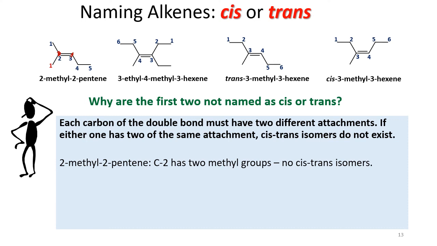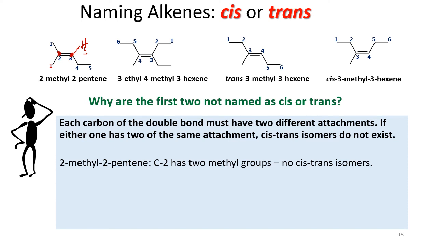Both of them have to have different things connected. Carbon 3 there does have two different things. And when I say different things, that means that what else besides the carbon of the double bond that it's connected to, the other two things have to be different. Here I have a hydrogen, and then down here I have an ethyl group. That satisfies it, but on the left, I've got two methyl groups, so I can't have cis-trans isomers. There's only one molecule with that connectivity, and that is 2-methyl-2-pentene.